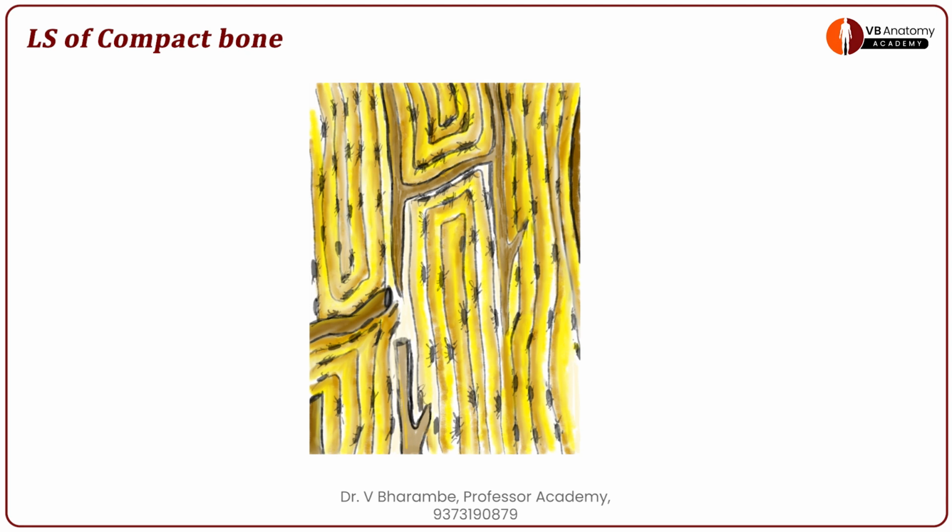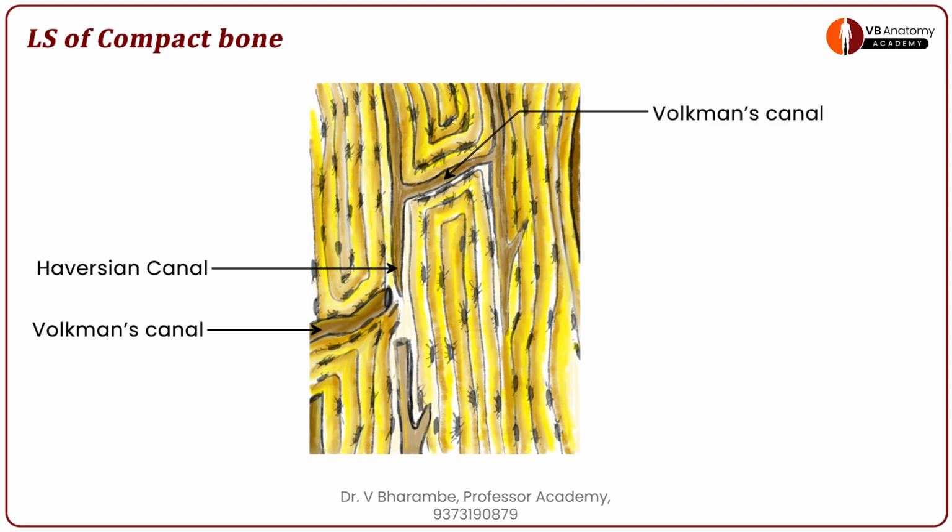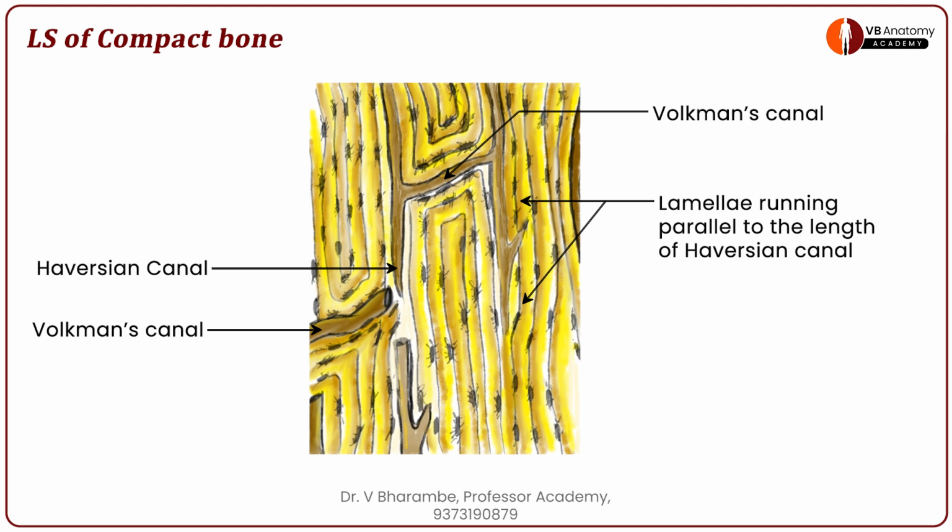Finally, here is your diagram of the LS of bone. You can see the Haversian canals. You can see the Volkmann's canal connecting the two. You can see that there are lamellae running parallel to the length of the Haversian canal. You can see tiny lacunae containing osteocytes and canaliculi extending outwards from it.